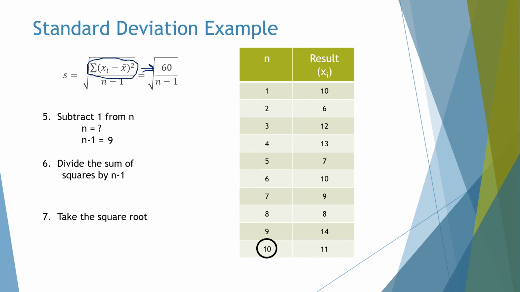So now we will divide the sum of squares by n minus 1. Now we know the sum of squares is 60, and n minus 1 is 9. So 60 divided by 9, and that's going to give us 6.67. And the last step is to take the square root of this number, and that's going to give us our final answer. So our final answer is 2.58. This is our standard deviation.